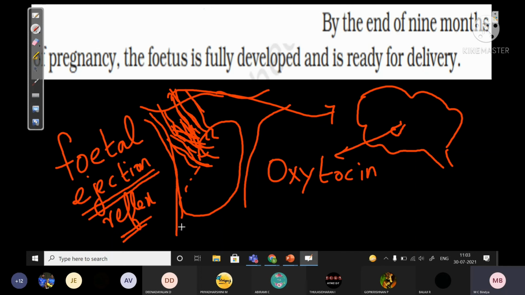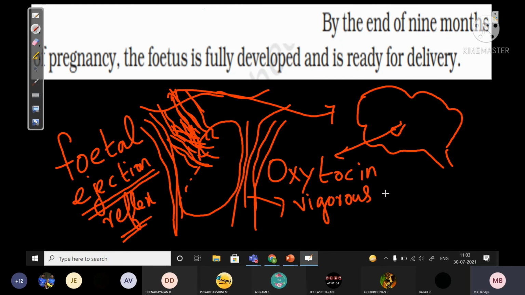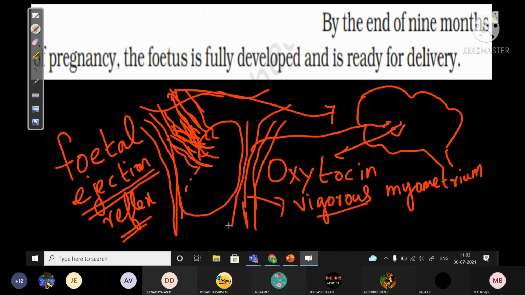This oxytocin will cause the myometrium to contract and relax faster. Vigorous contraction and relaxation. All muscles otherwise also contract and relax, but this time it will be vigorous myometrium contraction. And when the vigorous myometrium contraction takes place, it itself gives feedback to the mother's pituitary that it's time for the fetus to be expelled. So oxytocin is helping in childbirth also. It also helps in milk ejection from the mammary gland, that I told you earlier.